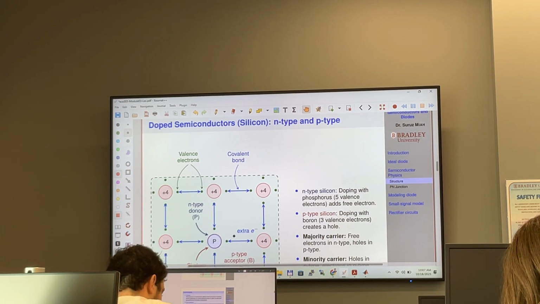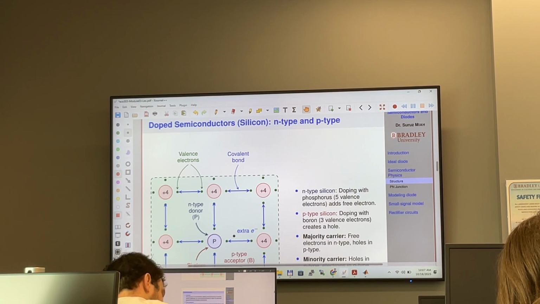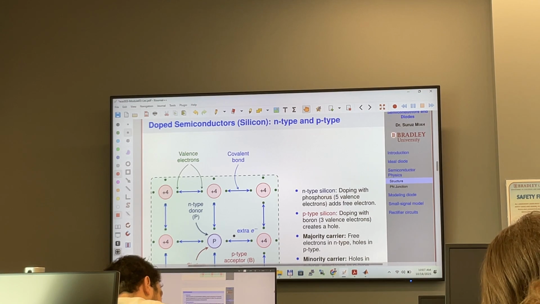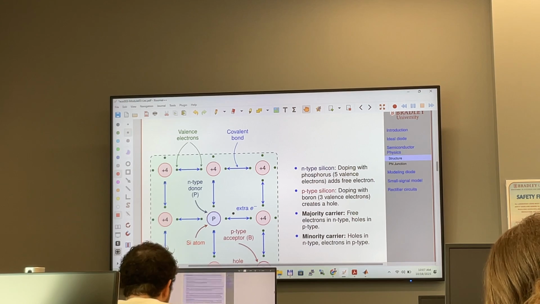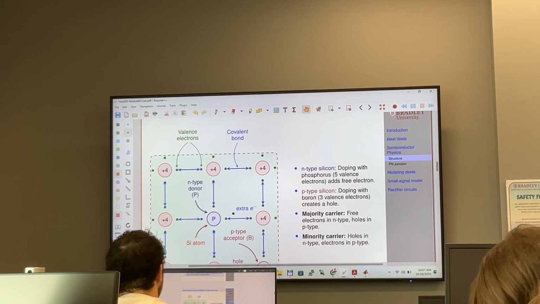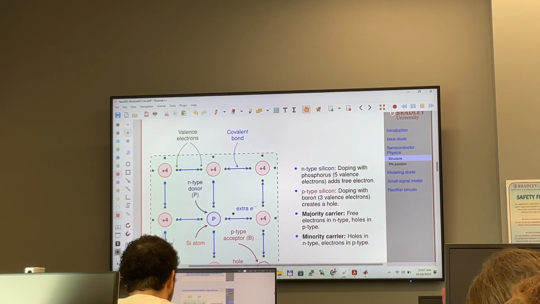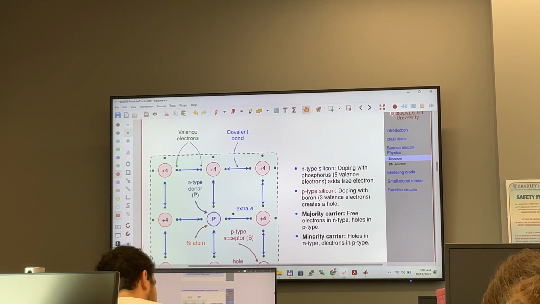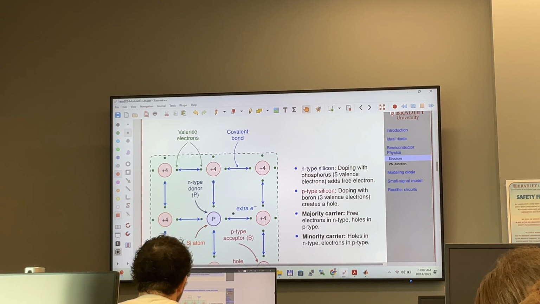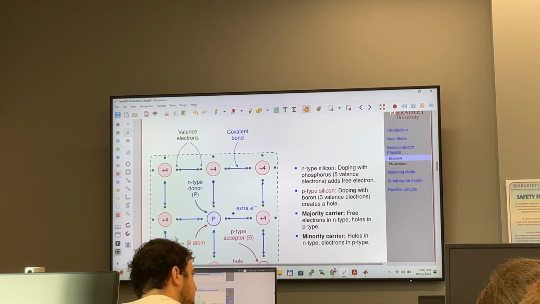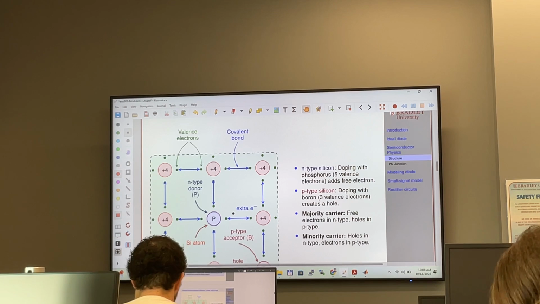Now let's look at the construction process. We are going to go through a doping process and add some impurity, such as phosphorus. The symbol is P, and it is in the periodic table.